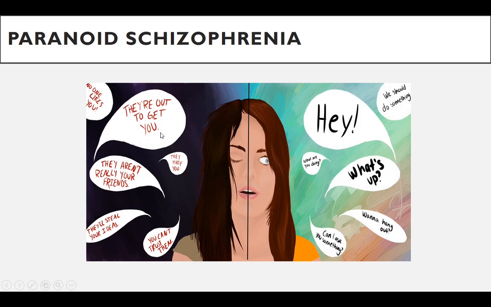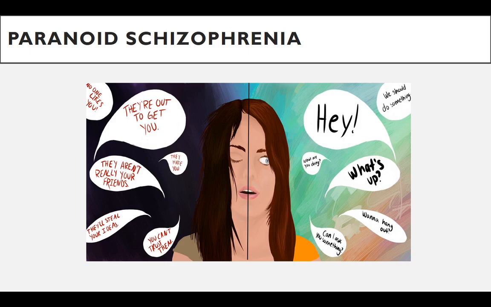Remember the passivity phenomena: the thinking, belief, actions, impulses and volition are made or controlled by another. Thought insertion, thought withdrawal, thought broadcasting. Remember? So basically, in my mind, if I have these, I say, no one likes me.